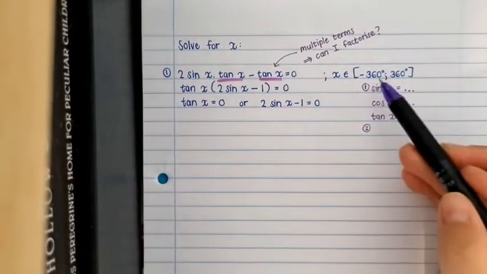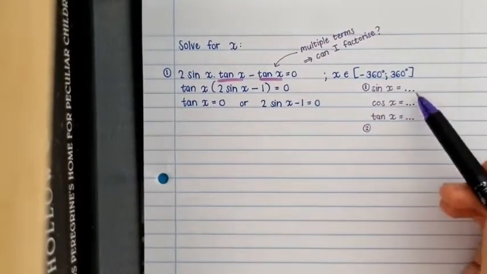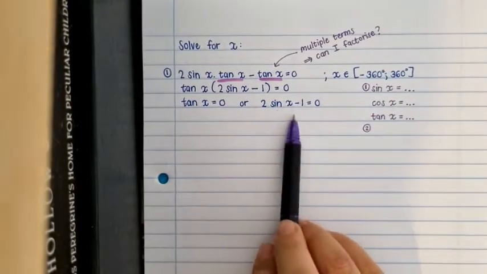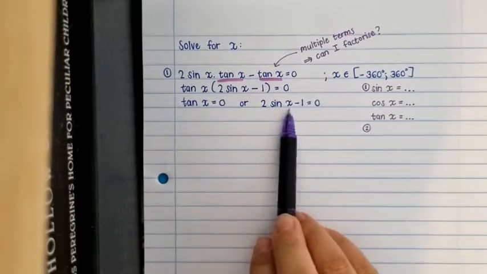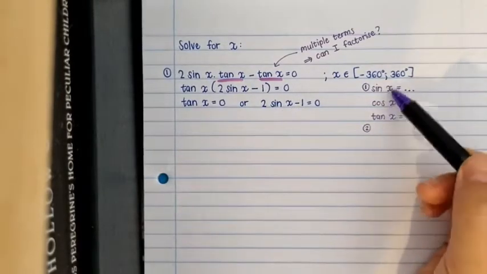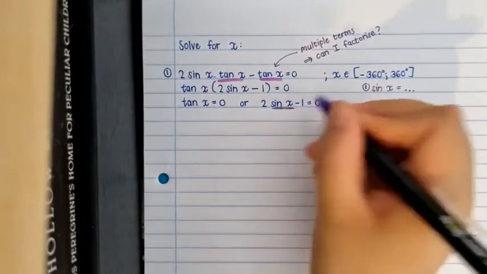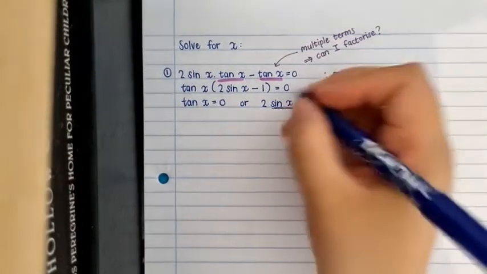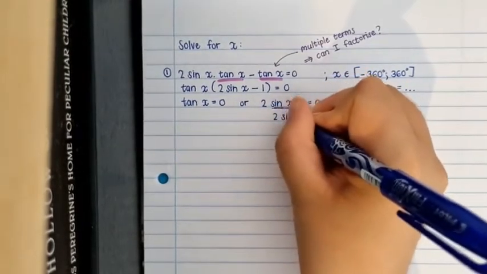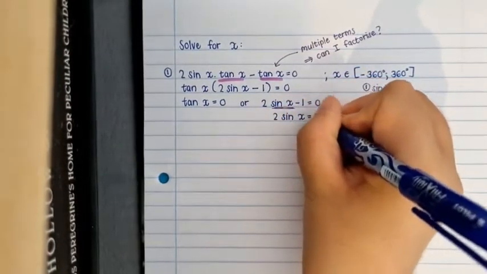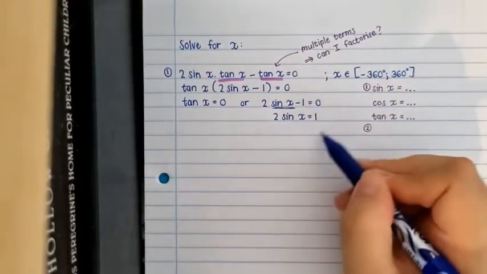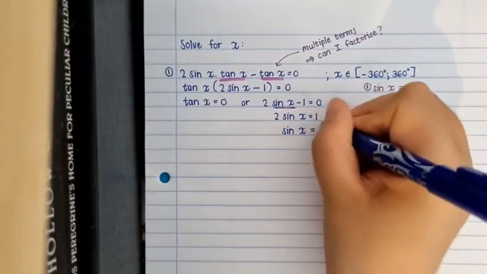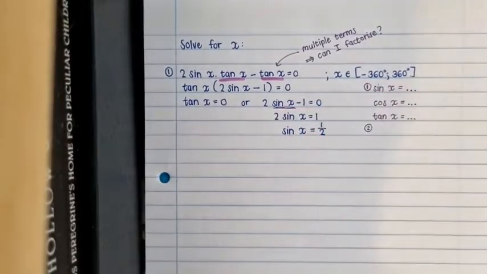Okay, step 2. So we have sine or cos or tan equal to whatever, all right? There we have tan equal to 0, and we almost have 2 sine x minus 1 equal to 0. We're still going to have to do some work. In order to get it like this, we must make sine x the subject. We're going to have to move the minus 1 over to that side. It's going to become positive 1. And then we're going to have to move this 2 over to that side as well. So we're going to get sine x equal to 1 over 2.